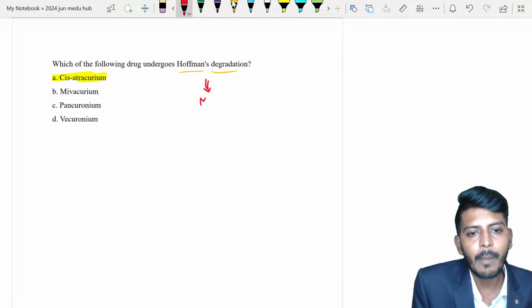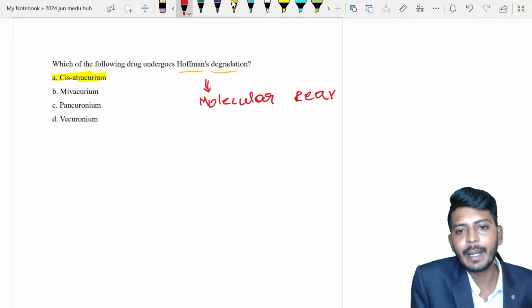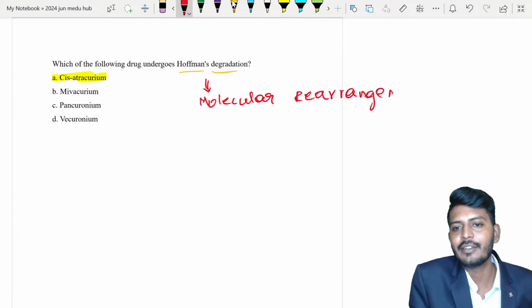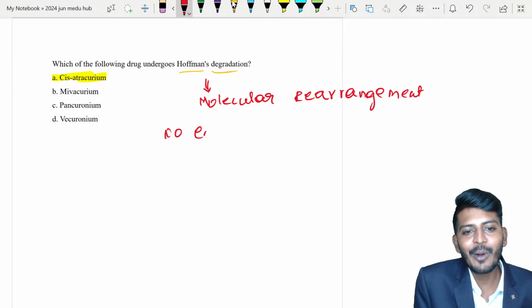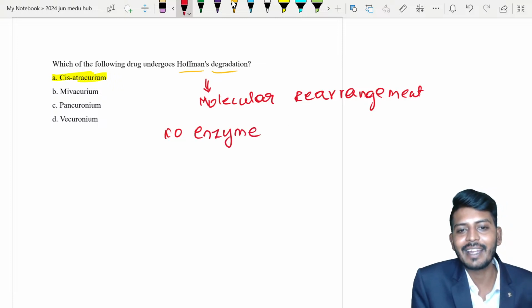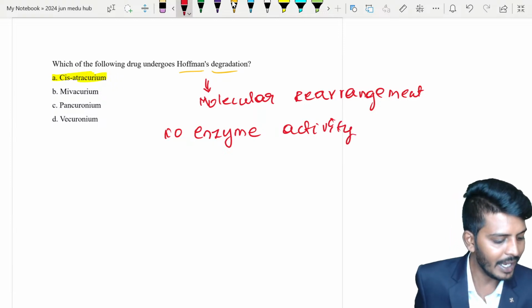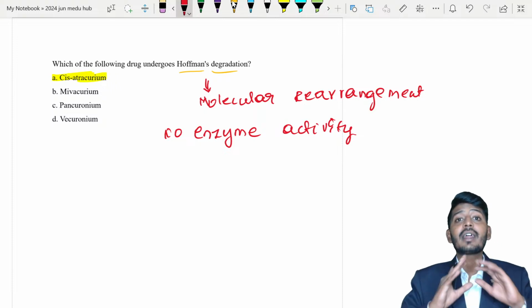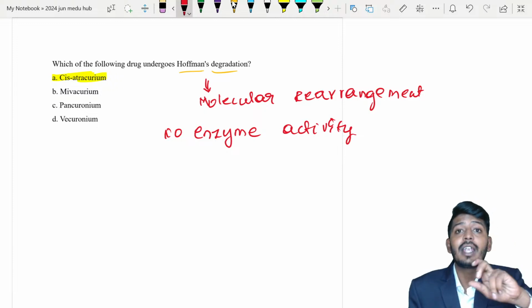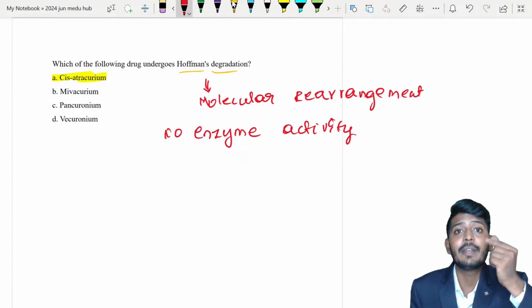Hofmann degradation is a molecular rearrangement, but there is no enzyme activity needed. ये बहुत important. So please listen to me. What exactly happens is that atracurium and cisatracurium do not require enzymes. मतलब liver का जरूरत नहीं है. It does not require the liver. Spontaneously it will undergo rearrangement of its molecules within itself.